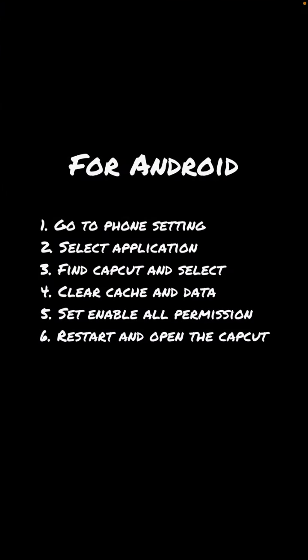So if we go for the Android, you can follow that step. Just go to Phone Settings, select Application, find CapCut and select it. Click Cache and Data, set Enable all permission, and then restart and open the CapCut again.